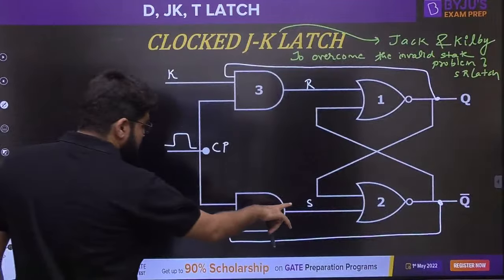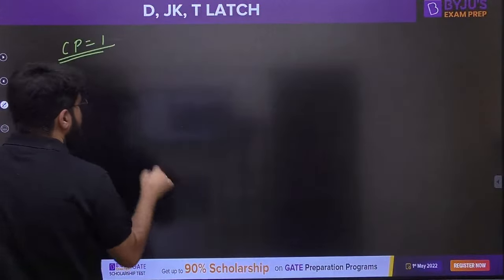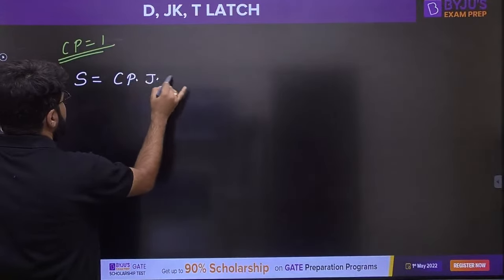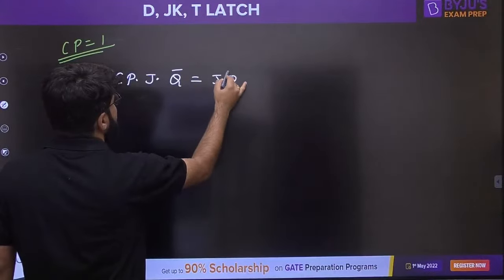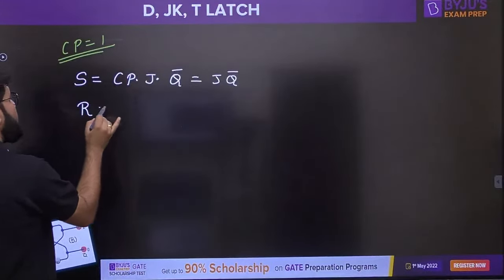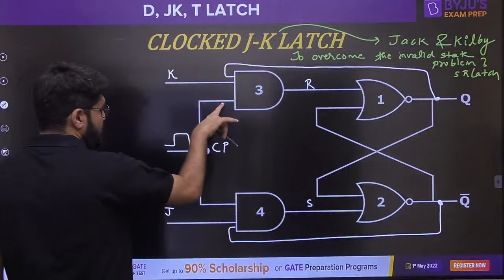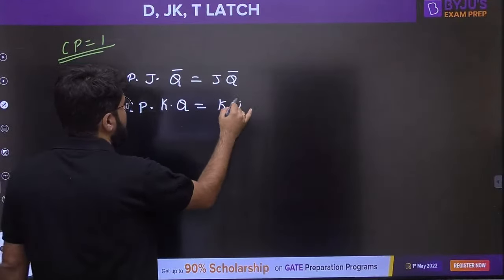Now look at the S input. How do you derive the S input? S is the product of clock pulse with J input with Q bar, but clock pulse is anyways 1, so J and Q bar. What about the R input? R input is an ANDing of clock pulse with the K input with the Q input, so this is K into Q.